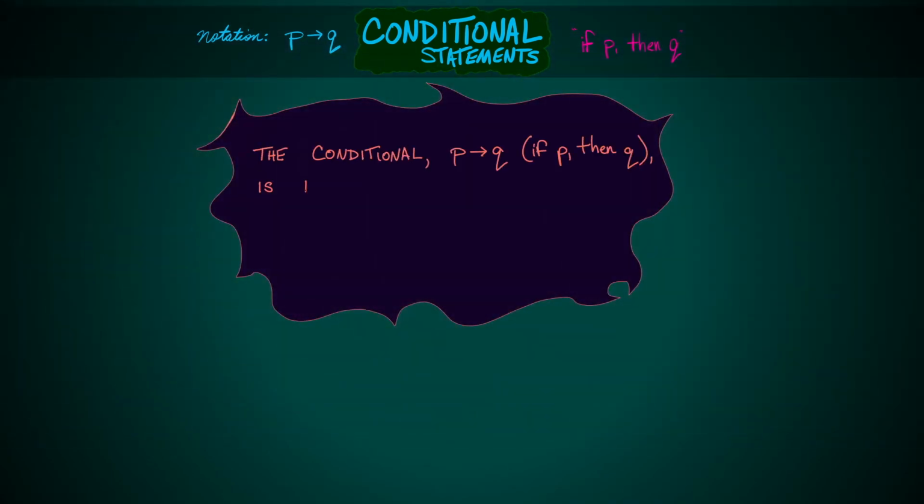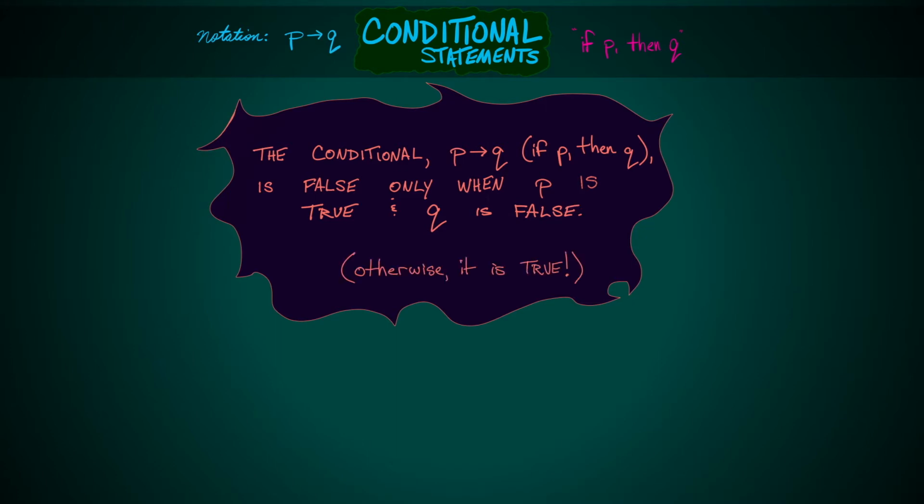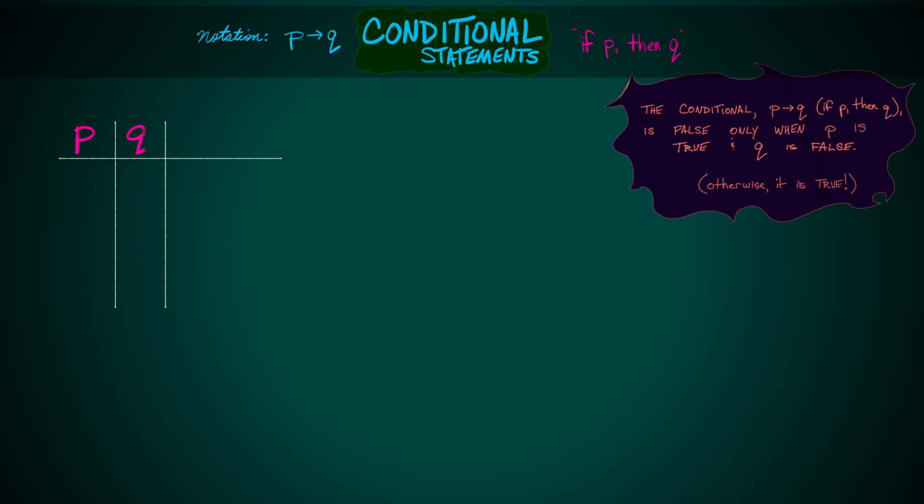So the conditional, if P then Q, is false only when P is true and Q is false. Otherwise, it's true. Here's our truth table. We have P and Q, and then if P then Q. So here's every possibility of P and Q. And we said that it's only false when P is true, Q is false. Otherwise, it's true.